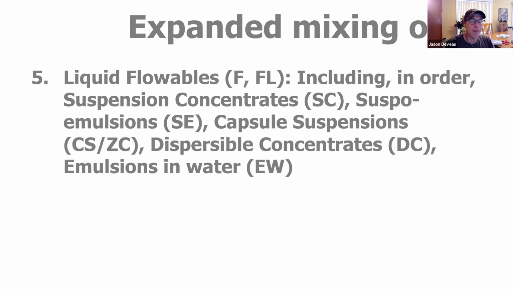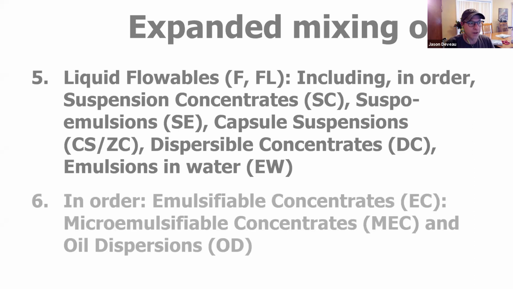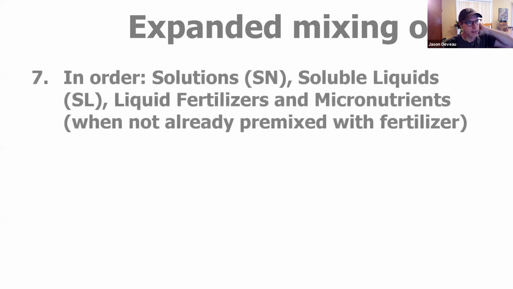Then the liquid flowables, and here's a whole pile of them, and I've included them in order. So I mentioned to you that under the liquid flowables, there's actually a sub-order, and this is it. Suspension concentrates, suspo-emulsions, capsule suspensions, then dispersible concentrates, and then the emulsions in water. And if you think I know what these are, then I have fooled you beautifully. I don't. I just know the order because I have chemists that I trust that have told me this is the order. And then, of course, the emulsifiable concentrates, and then certain solutions.